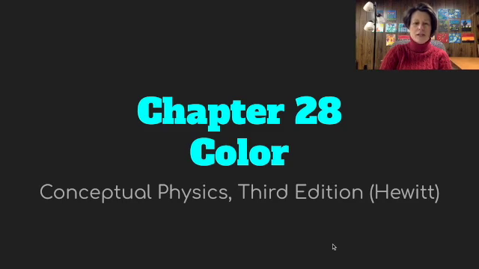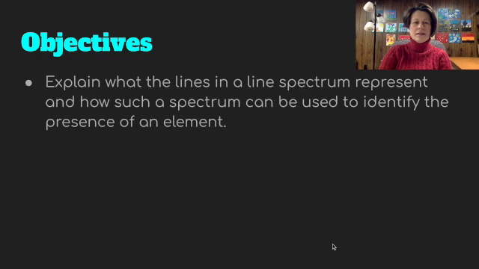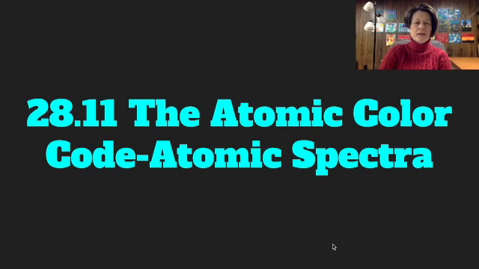This is the last section for Chapter 28 on color, and we're only covering one section today. The objectives are to explain what the lines in a line spectrum represent and how such a spectrum can be used to identify the presence of an element. So our topic today is the atomic color code, atomic spectra, and we covered this if you had me for chemistry already. We have done something similar, but this is always a popular topic, so we'll do another lab in it as well.